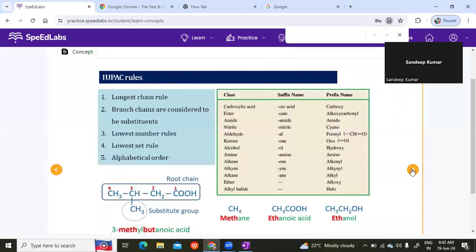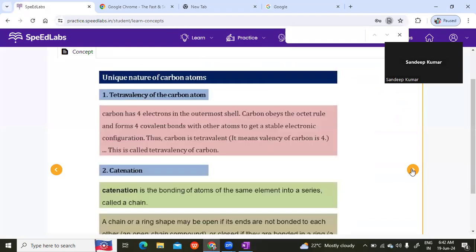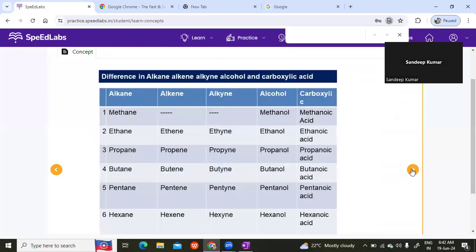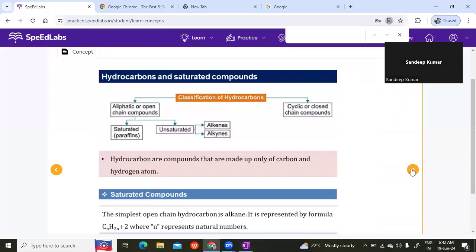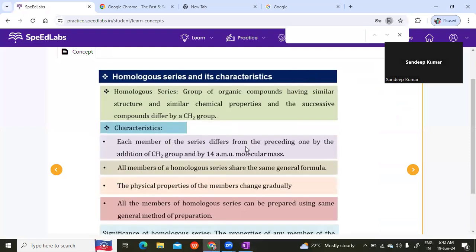The definitions are there and properties are there. You can see. Definition: homologous series is a group of organic compounds having similar structures and similar chemical properties, and the successive compounds differ by CH2 group. That is very, very important. There are certain characteristics: each member of the series differs from the preceding one by the addition of CH2 group, or by 14 atomic mass units.